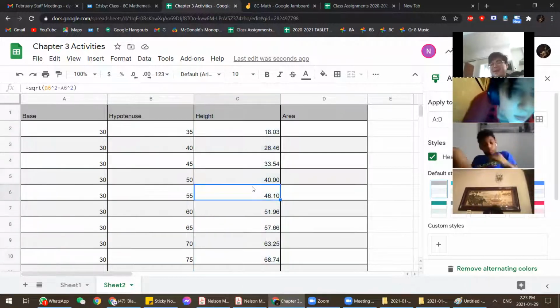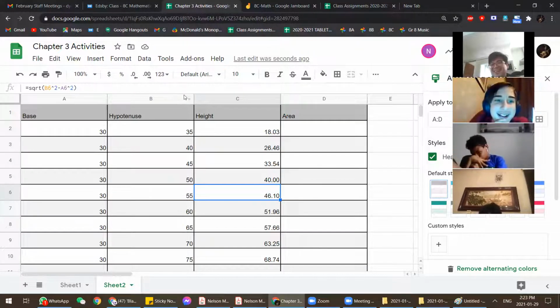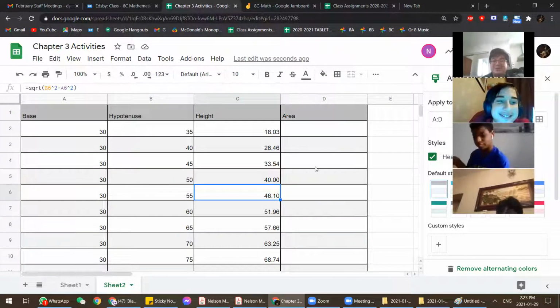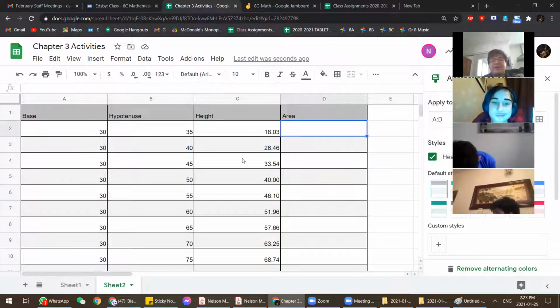Which makes me think why you guys need to learn how to round up or round down if the computer knows how to do it, right? No, you should still know how to do it. Now we got all the sides, right?